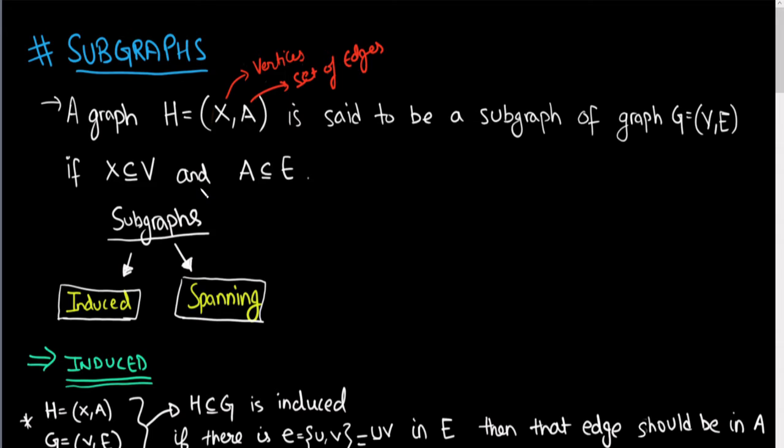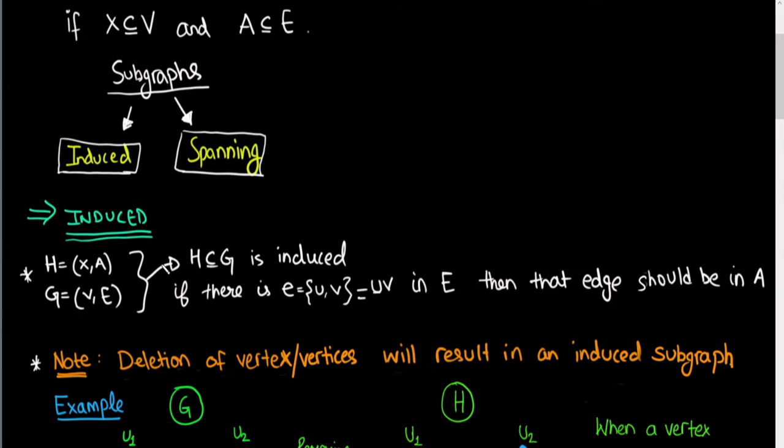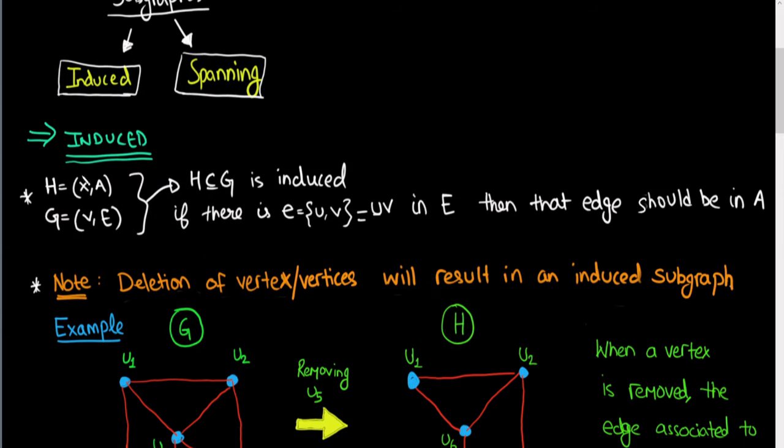Subgraphs are classified into two types: either they can be induced or spanning subgraphs. We'll go over them in detail. First of all, let's talk about an induced subgraph. You've got two graphs, H, that is (X, A), and G, which is (V, E).